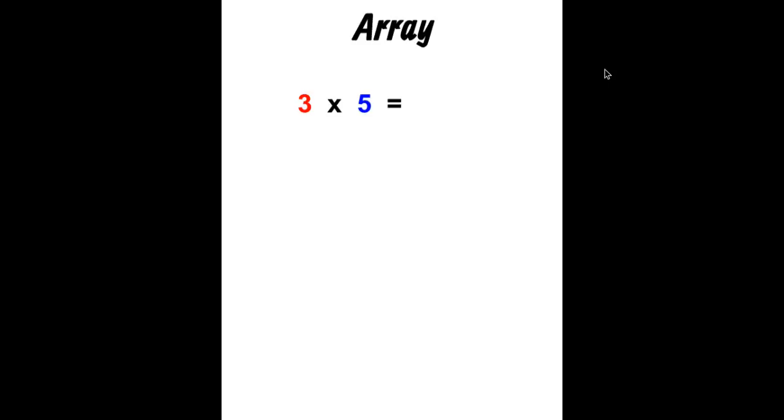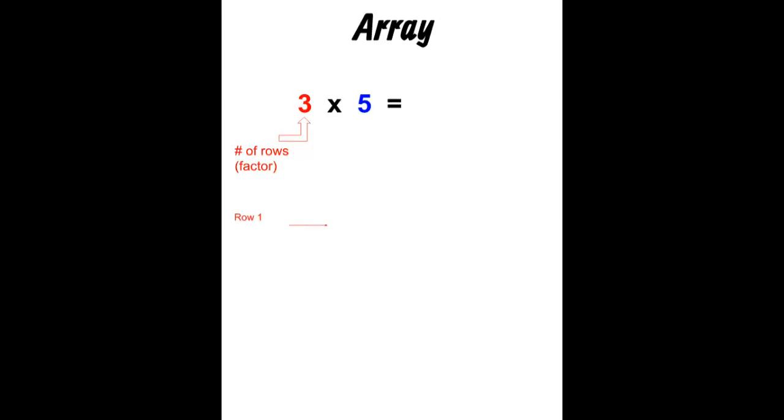We're going to examine the array model now, also using the multiplication equation 3 times 5. And with the array model, the factor 3 is going to represent the number of rows in our array model. An array model is a very nice, neat, and organized series of rows and columns to represent the multiplication sentence. So 3 is going to represent the number of rows.